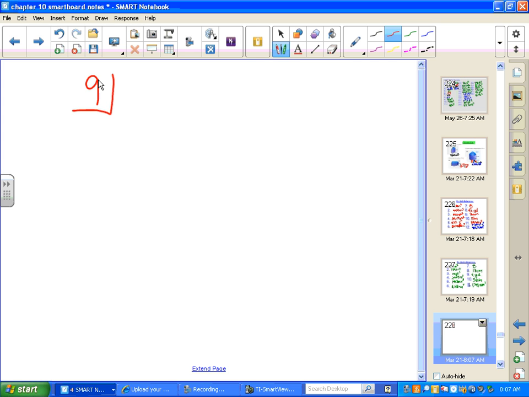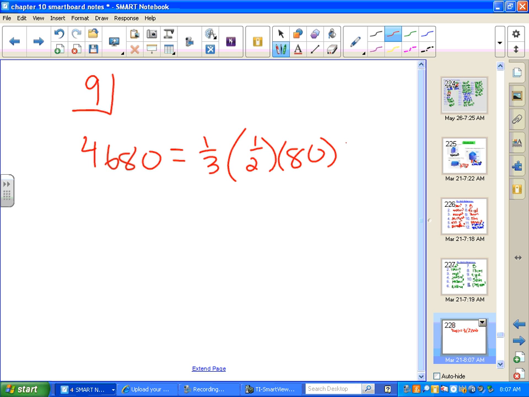Okay, so number 9, 4,680 equals 1/3, and then times area of the base, 1/2 times 80 times 39, all times the height. Here's what I would do. I would multiply all this. So do that with me. Take your calculator. Do 1/3 in parentheses times 1/2 in parentheses times 80 times 39. Tell me what you get.